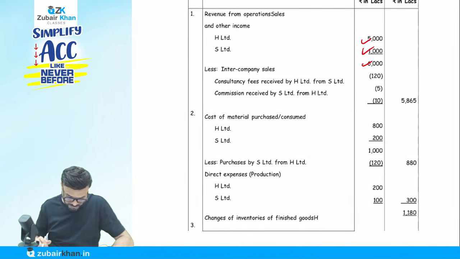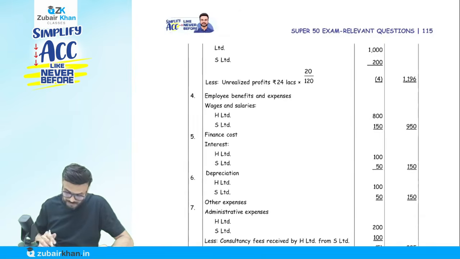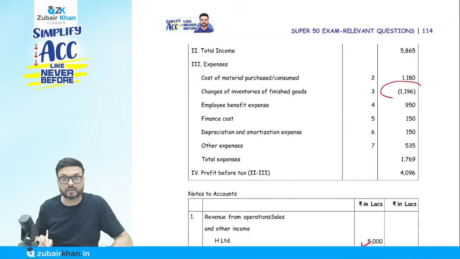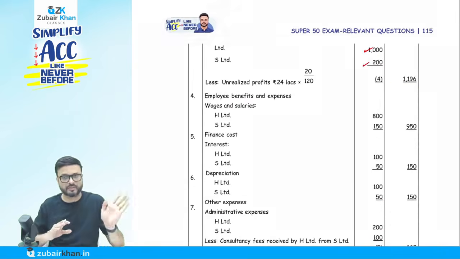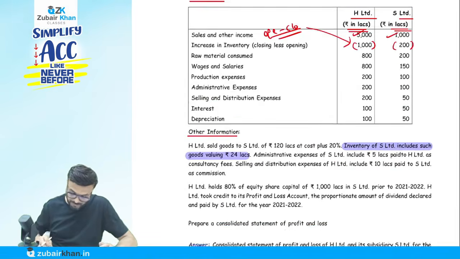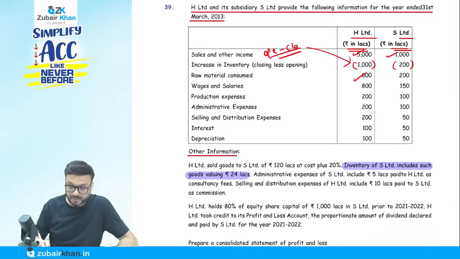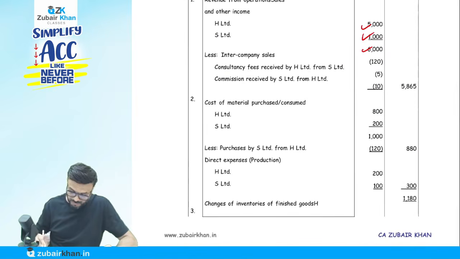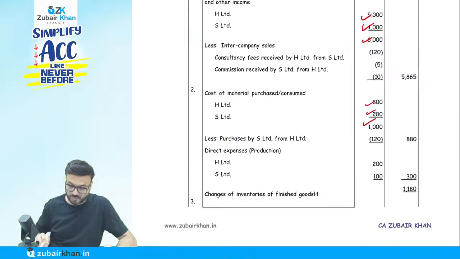Just give me a minute. Yes, in notes to account number 3 they have prepared it. It is 1,000 and 200, but it should be written down as a negative figure. Here this positive, okay, they have written it correctly. So it's 1,000 and 200. Then we have raw material consumed 800 and 200. You can see cost of material consumed 800 and 200, 1,000 here.